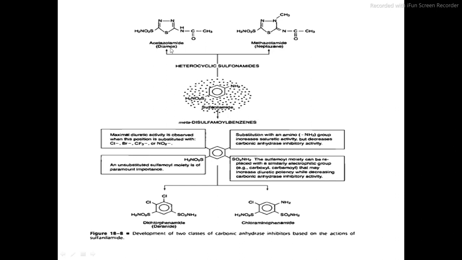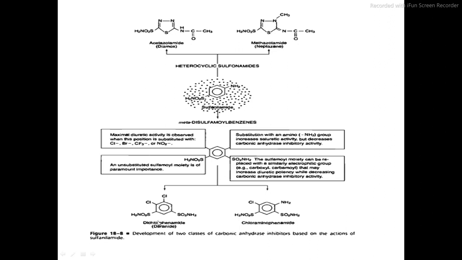sulfanilamide moiety, the heterocyclic sulfonamides are synthesized. The first heterocyclic sulfonamide which is synthesized from sulfanilamide is acetazolamide, and the second one is methazolamide. Okay, acetazolamide and methazolamide. Then again from the sulfanilamide moiety, some meta-disulfamyl benzenes are also synthesized. The first meta-disulfamyl benzene, which is synthesized from the sulfanilamide, is dichlorphenamide, and the second one is chloraminophenamide. These are the structural activity relationship. Again, we will study these SAR points in the next slide.